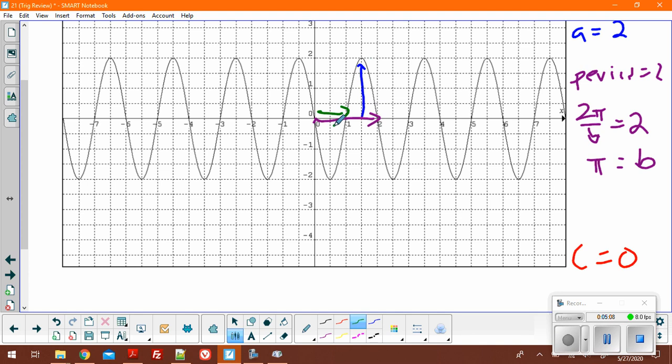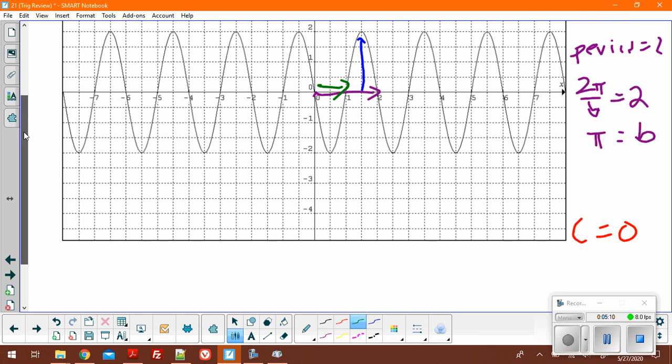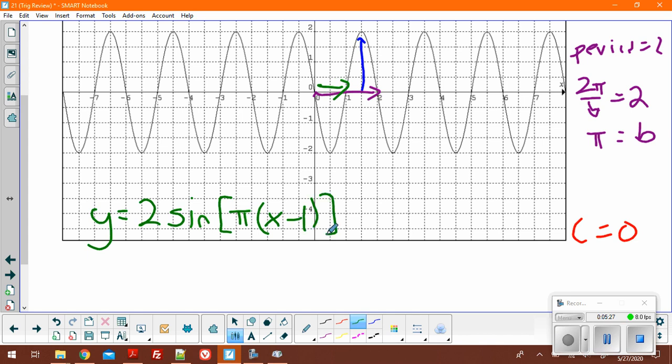So putting that all together, one equation I could write for this would be y equals, okay, my amplitude was 2. I'm going to use sine. My b value is pi. I have a phase shift of 1 to the right, so that's x minus 1, and there's no vertical shift. So this is one way I could write the function.